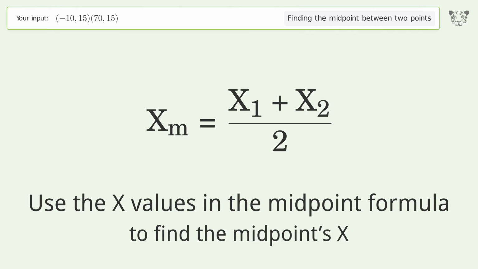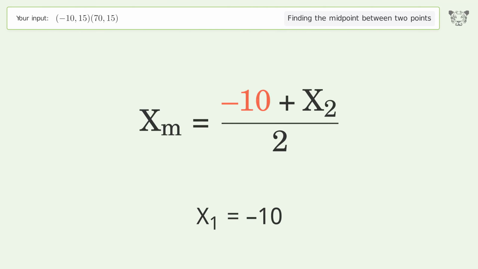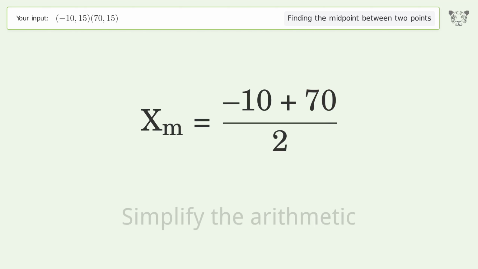Use the x values in the midpoint formula to find the midpoint's x. x1 equals -10. x2 equals 70. Simplify the arithmetic.